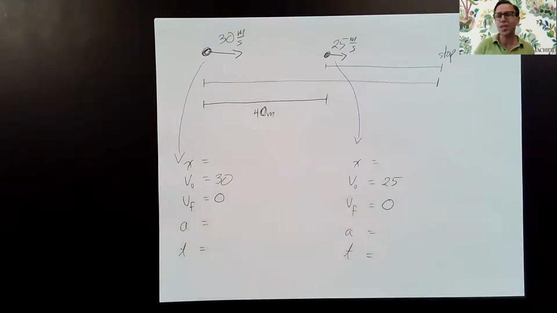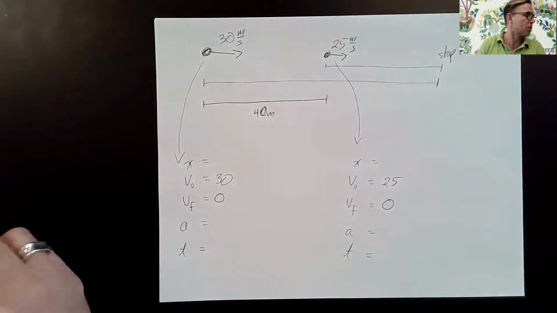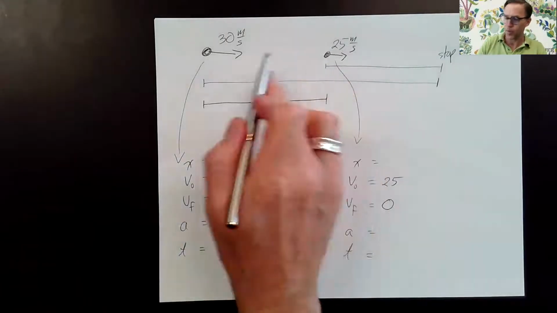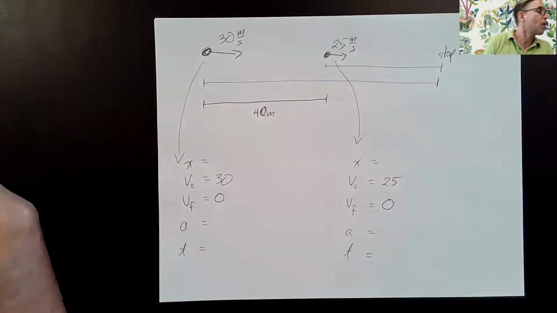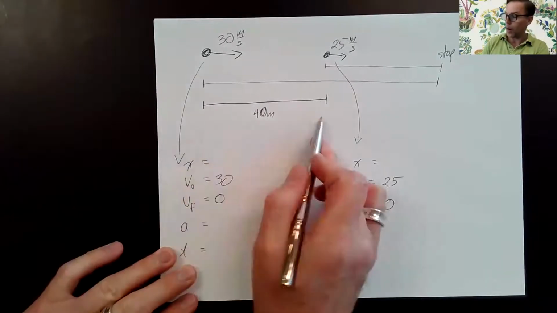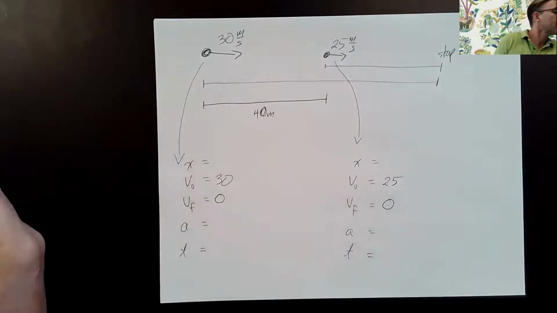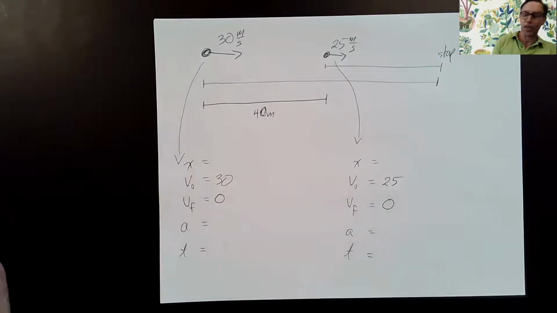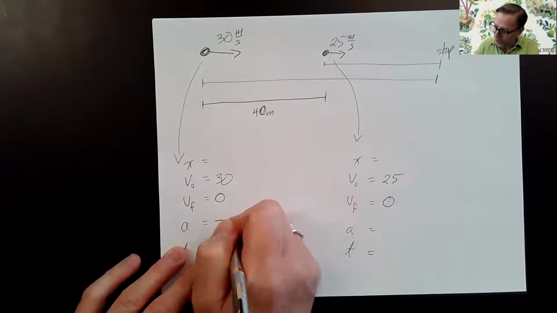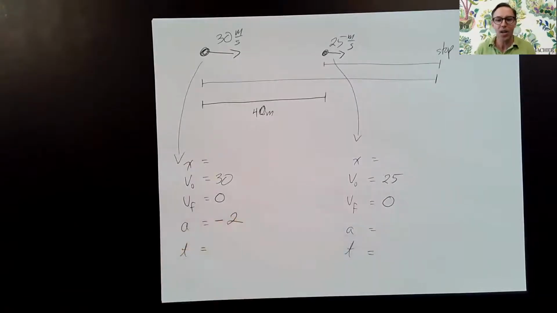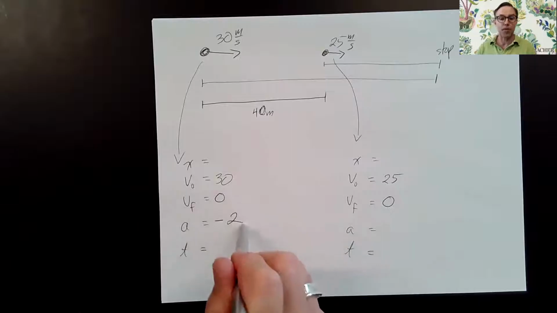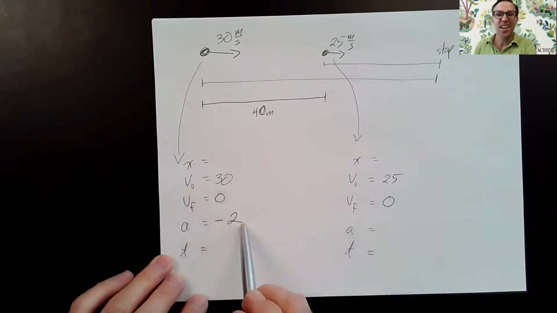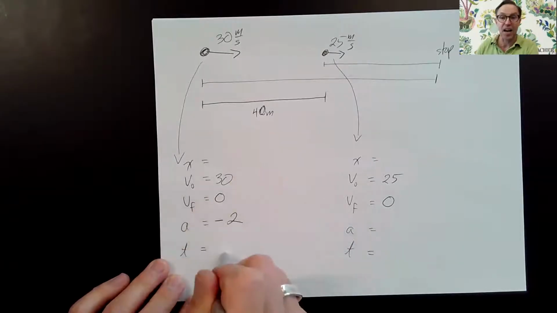All right, what else? Let's read the problem again. Two cars are traveling along a straight line in the same direction. The lead car at 25 meters per second and the other car at 30 meters per second. At the moment the cars are 40 meters apart, the lead driver applies the brakes, causing his car to have an acceleration of -2. I'd forgotten they told us that. There we go. So I have 1, 2, 3 numbers. Once I have 3 numbers, I can use kinematic equations to find the other 2.